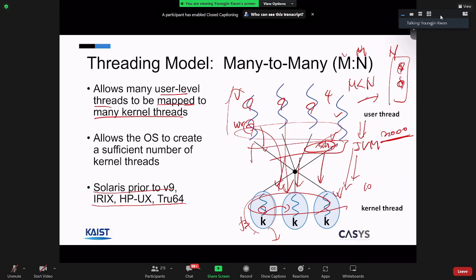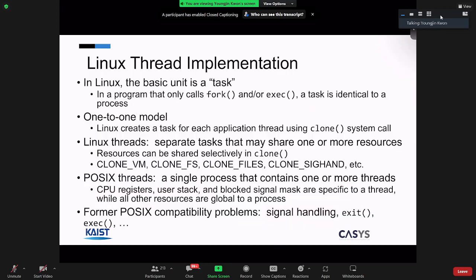Okay. So many-to-many is usually used for applications having a runtime, like the JVM or C#. They're using many-to-many. Okay, all right. So this is the last slide for threads. Here is some necessary knowledge about Linux. So this is the concept of threads, or different implementation strategies in different libraries and operating systems.